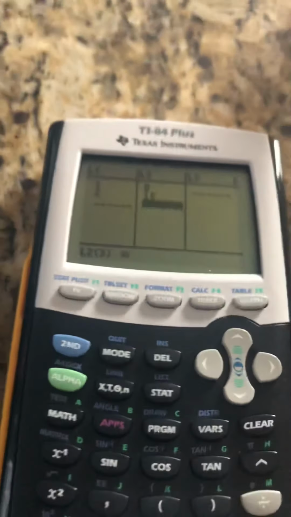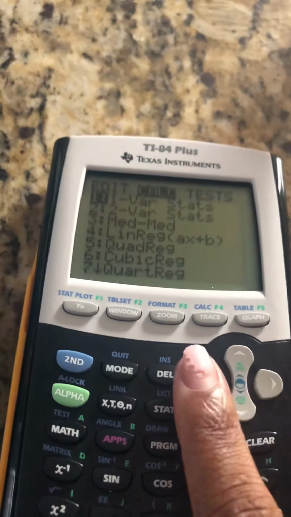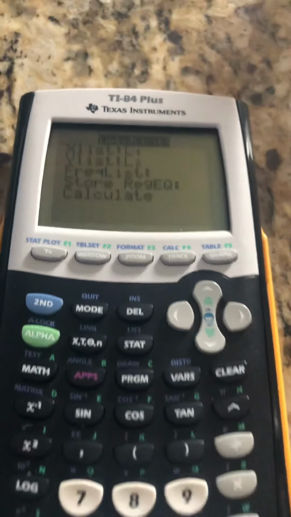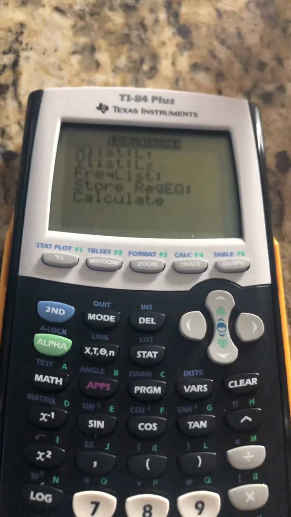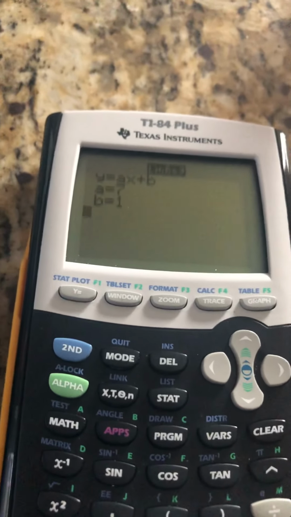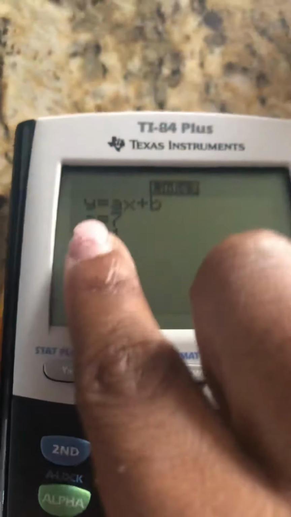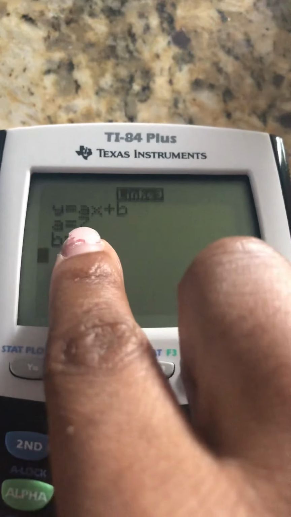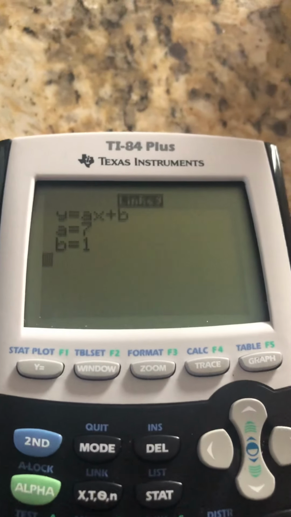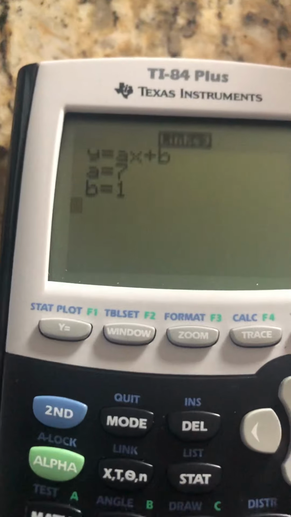Okay, so the next step is I'm gonna hit stat again. I go over to calculate. I want number 4. I'm gonna hit enter 5 times. 1, 2, 3, 4, 5. Okay, and you should have a screen that looks like this. Remember, the A is gonna represent your slope. So my slope is +7, and my y-intercept is a +1.